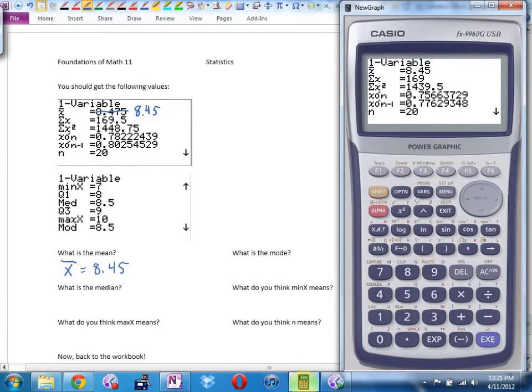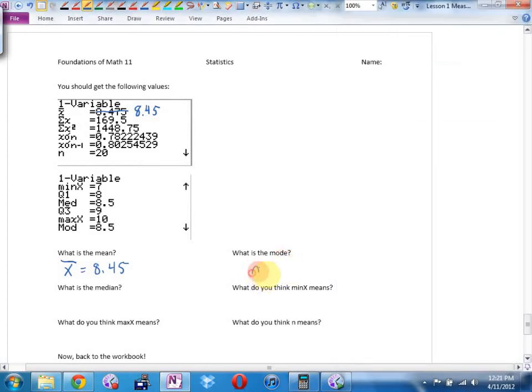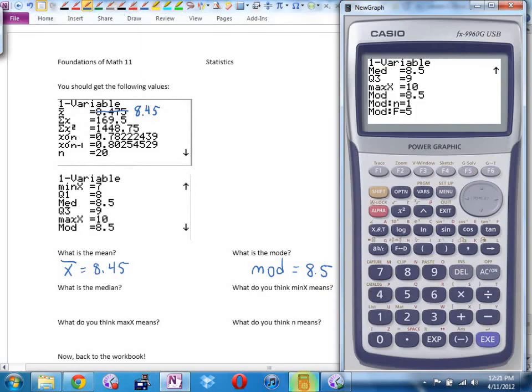What's the mode? We did already get it from the chart, but for what it's worth, oh, mode. The most common one, you said it was what? 8.5. Abbreviation for mode, mod. Where do you think the median appears? Adrian, right there. For median.